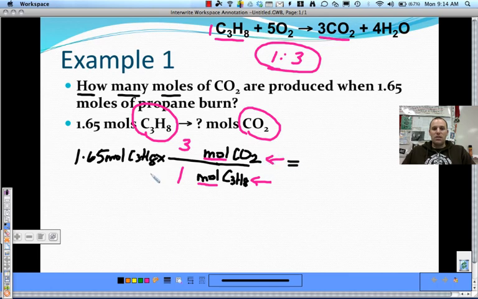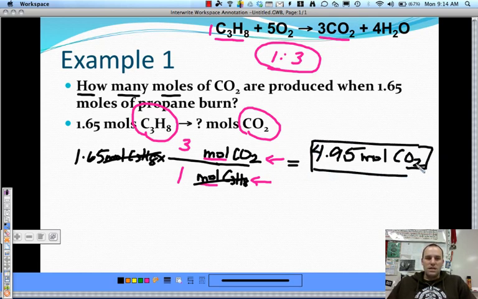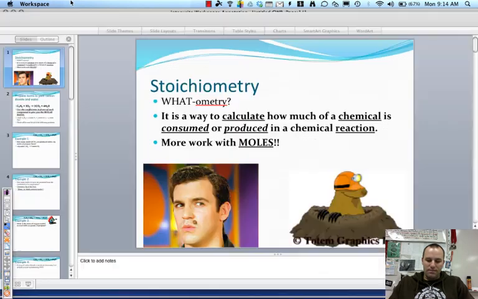So at this point, you could go ahead and grab your calculator and solve it. 1.65 times 3 gives you 4.95. And what is our unit for our answer? Well, look, this canceled out with that. So we're left with moles of CO2, which is what we were looking for from the very beginning. Put a box around your final answer. Easy, right? That's stoichiometry. You just did it. All of that trumping up for nothing, pretty much.